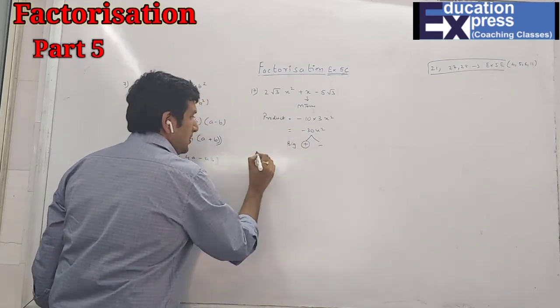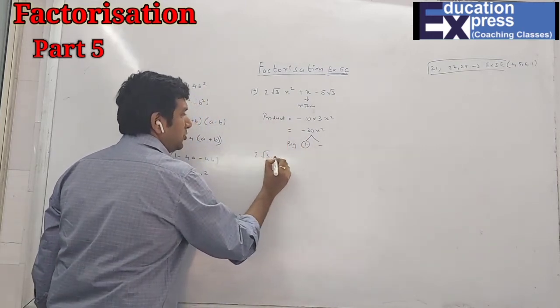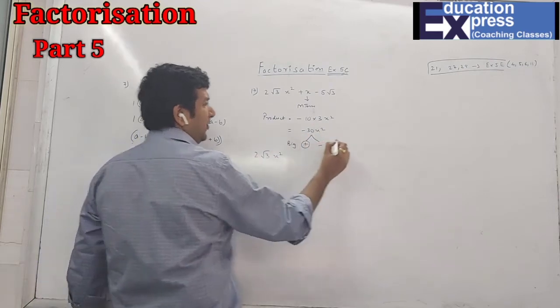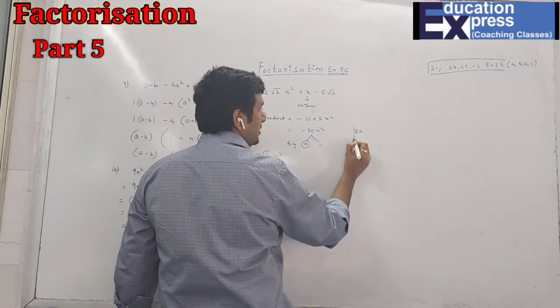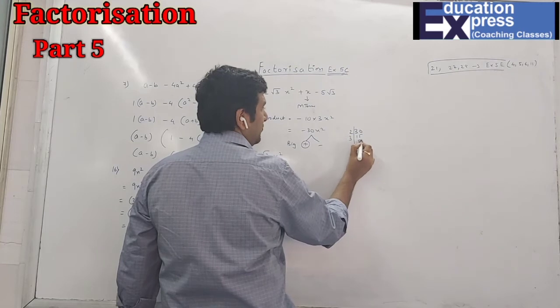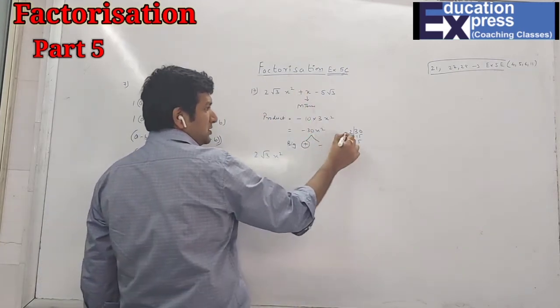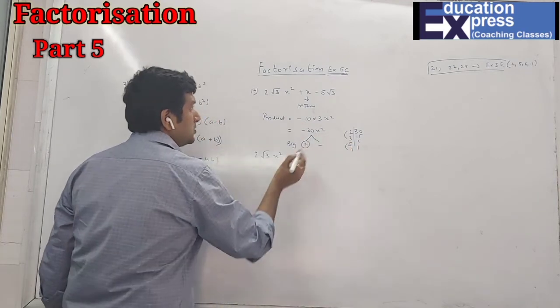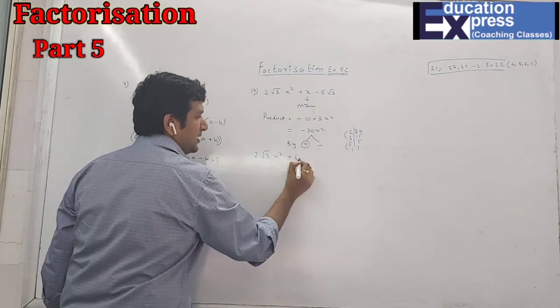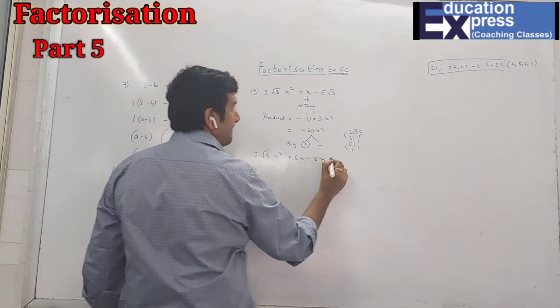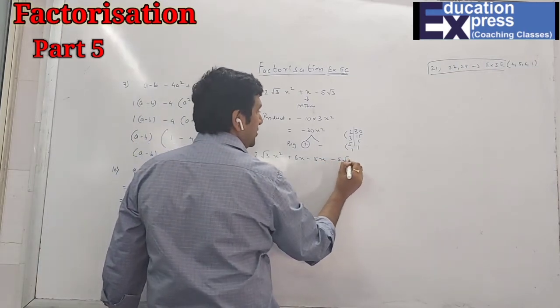So now 2 under root 3 x square, and I have to find factors of 30. 2 15s are, 3 5s are, 5 1s are. 2 numbers you have to subtract and get what? 1. So 6 and 5. So obviously the big number is 6, minus 5 under root 3.